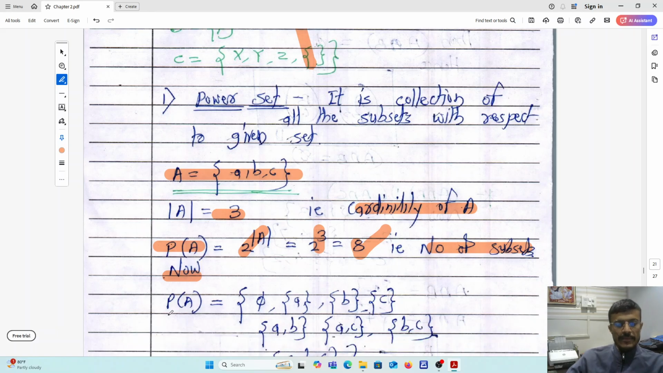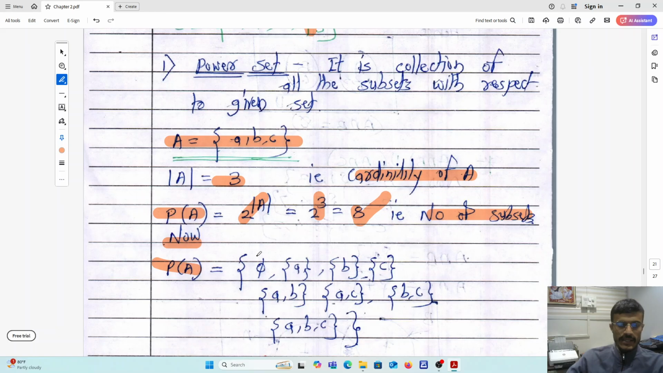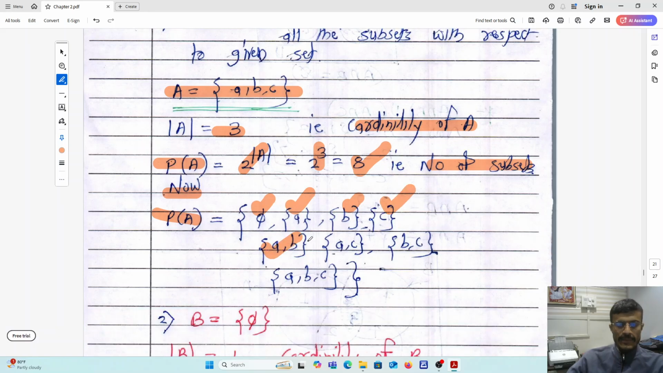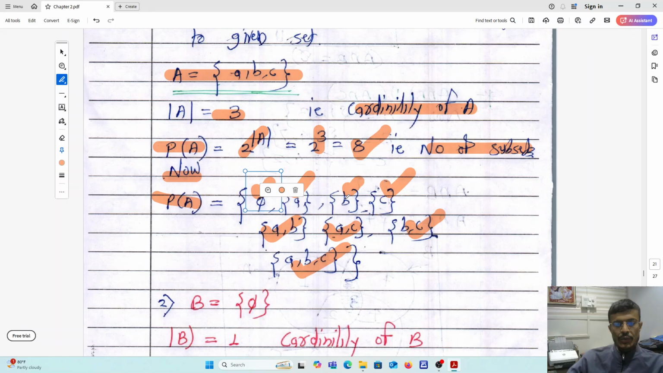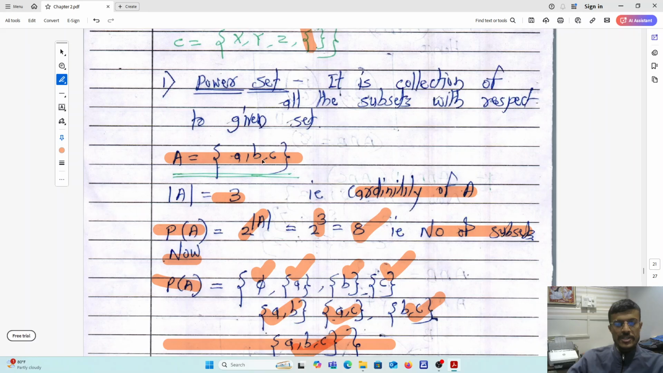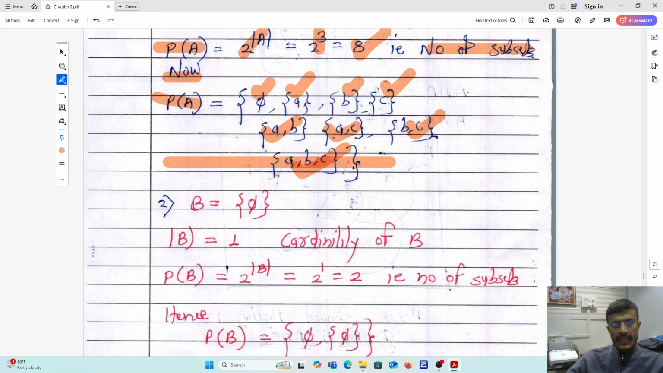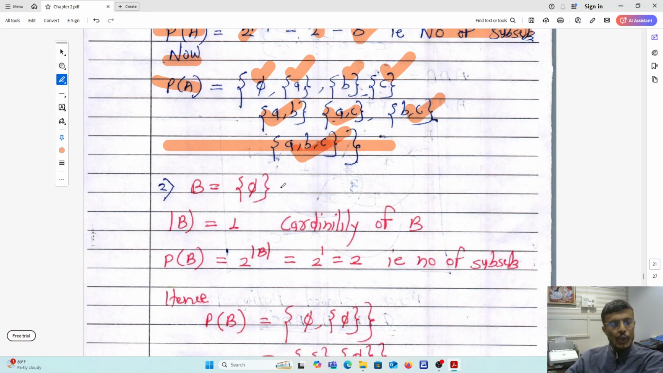So these are nothing but P(A), that is the power set. This is the empty set, then sets with a single element: {a}, {b}, {c}. Then sets with 2 elements: {a,b}, {a,c}, {b,c}, and the set with 3 elements, {a,b,c}. So the total number of elements is 1, 2, 3, 4, 5, 6, 7, 8. That is the power set with respect to the set A.